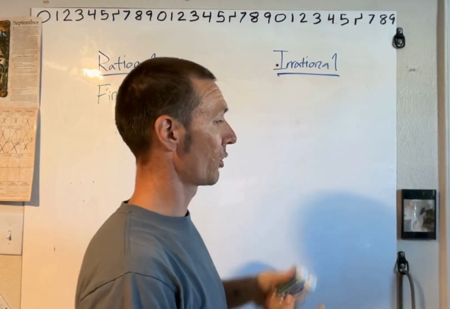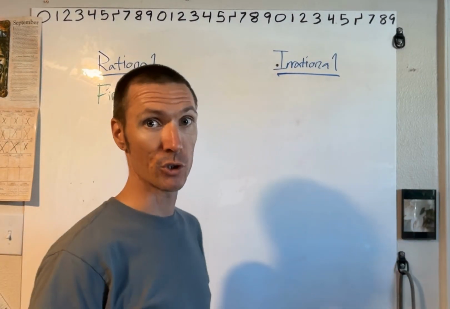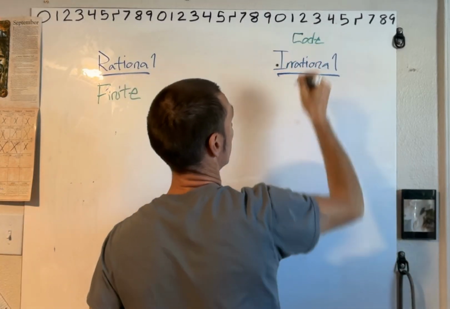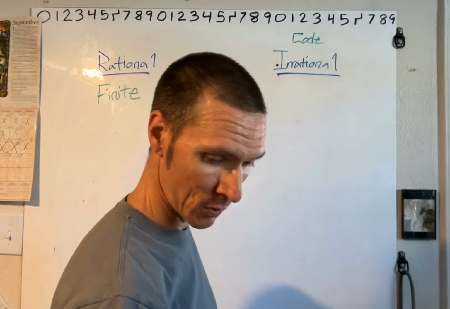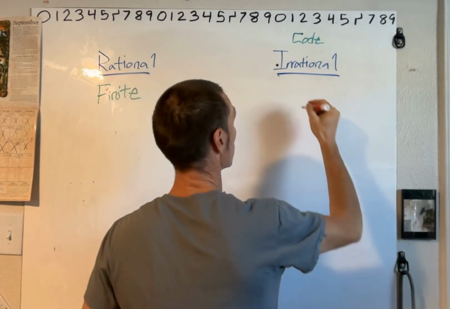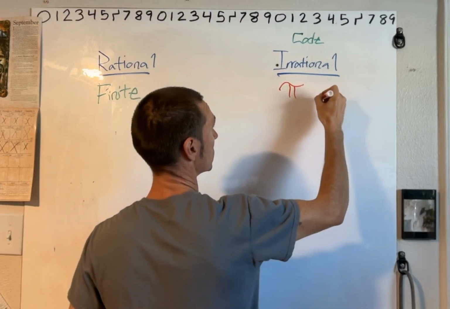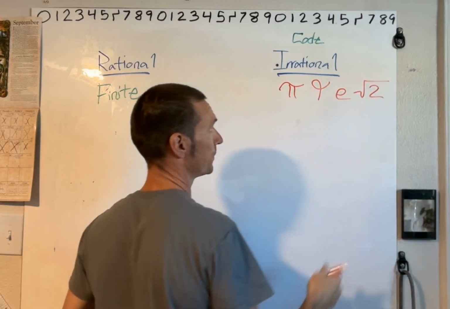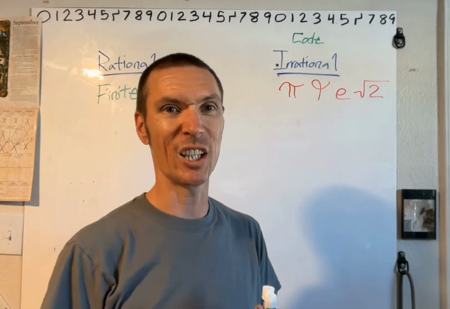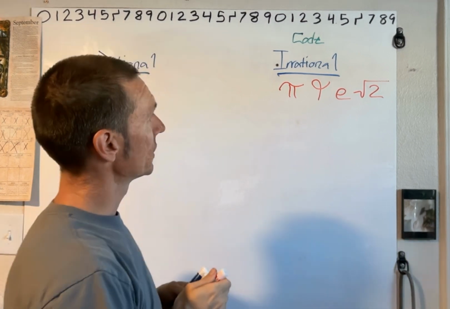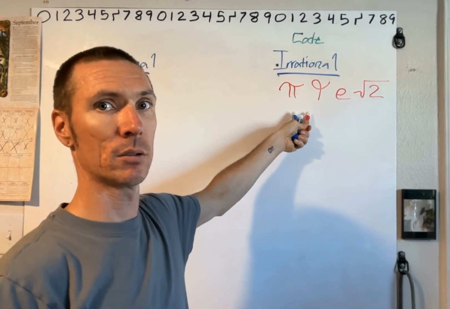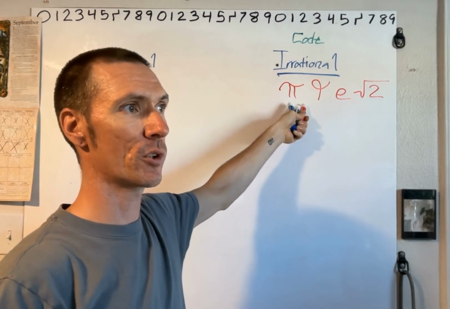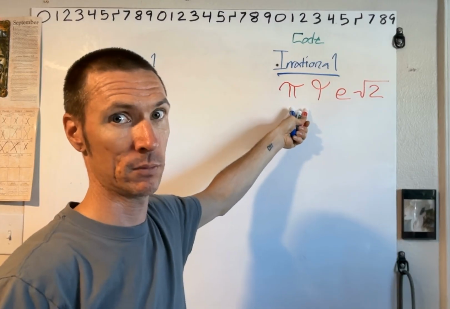Irrational. Irrational is the code that your universe is built on. Okay, the code. Irrational numbers are pi, phi, e, square root of 2. Okay? These are your irrational numbers. These are so unique because these are the closest thing in our universe that represent infinity.